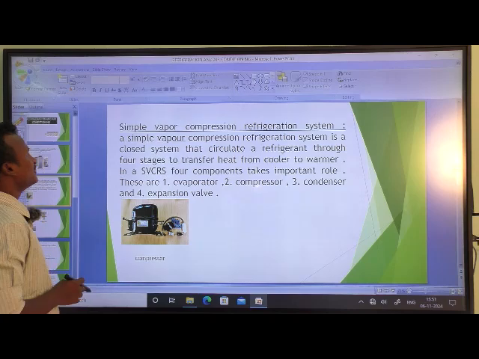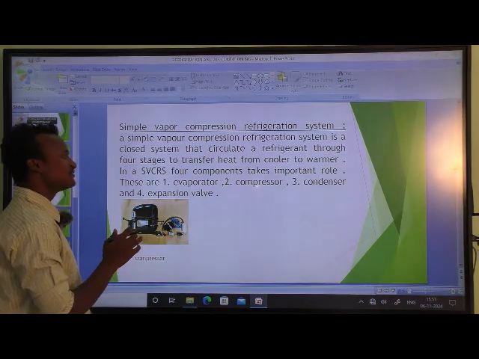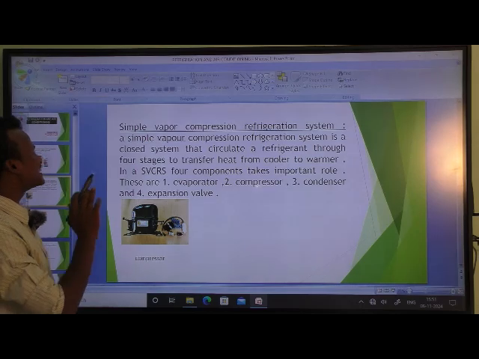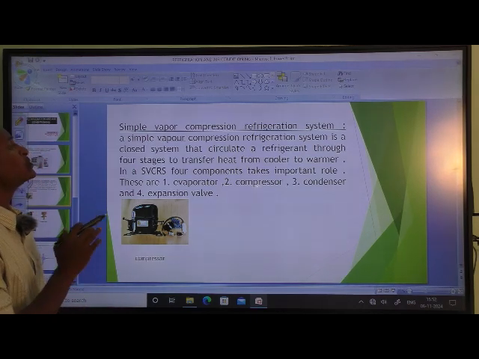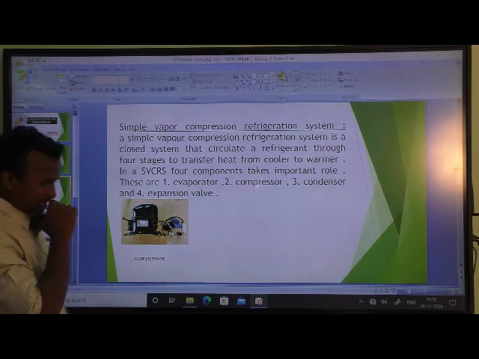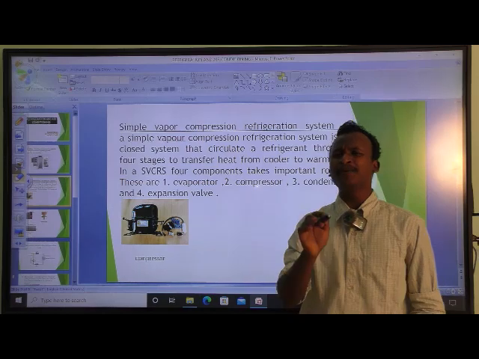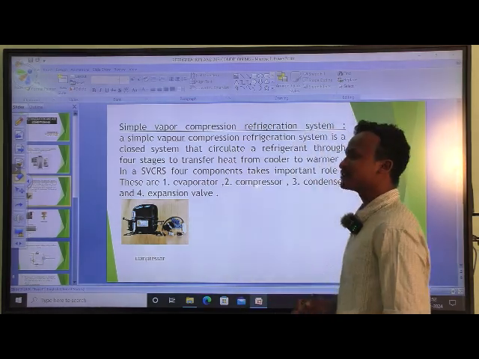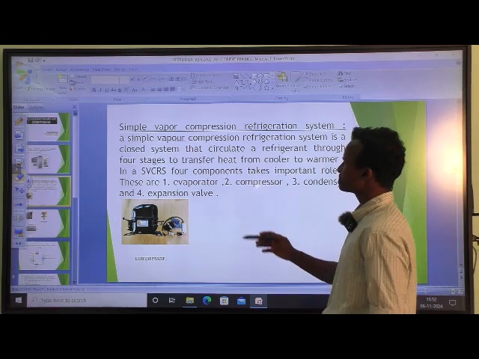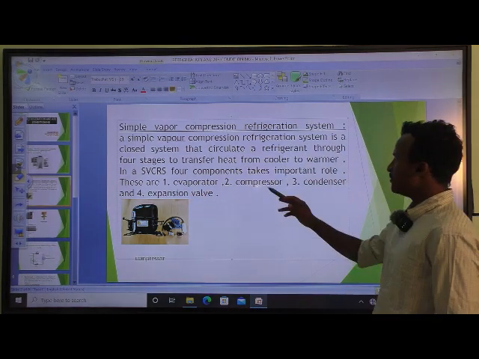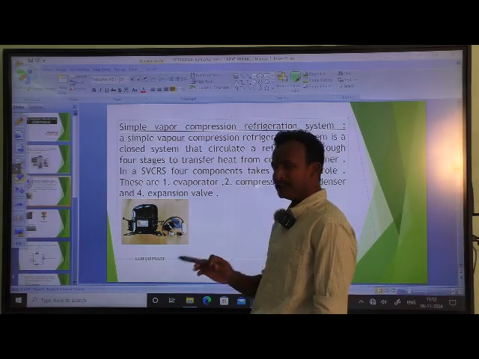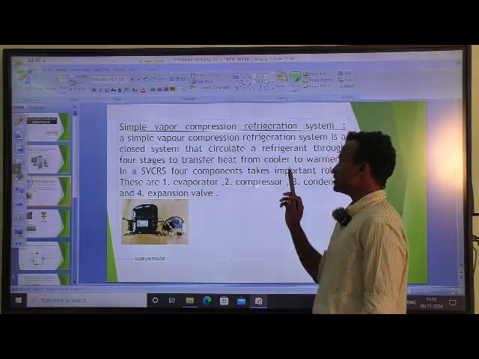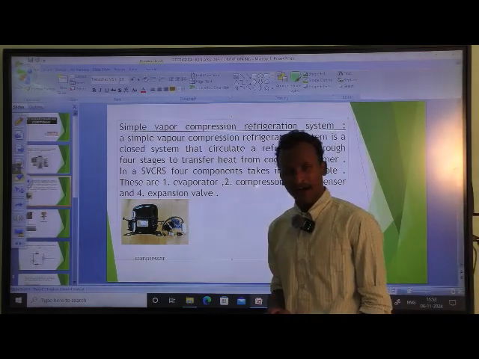My dear students, a simple vapor compression refrigeration system is a closed system that circulates a refrigerant through 4 stages to transfer heat from cooler to warmer. In a simple vapor compression refrigeration system, we use 4 components. What are these? These are the evaporator, compressor, condenser, and expansion valve. Again, I am telling you: evaporator, compressor, condenser, and expansion valve.